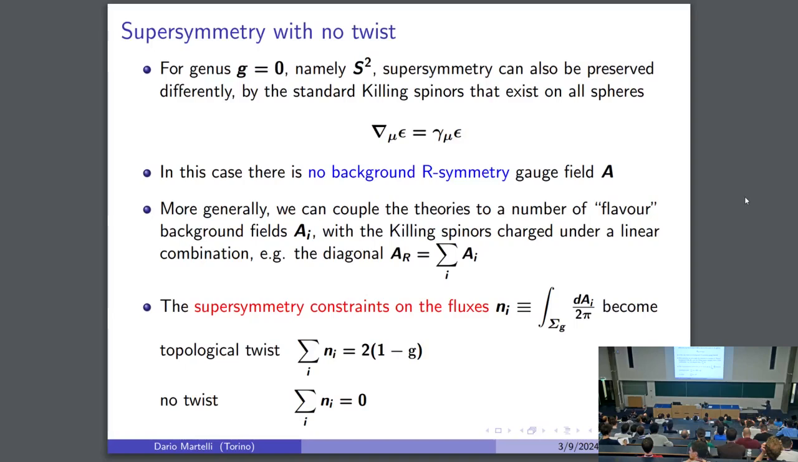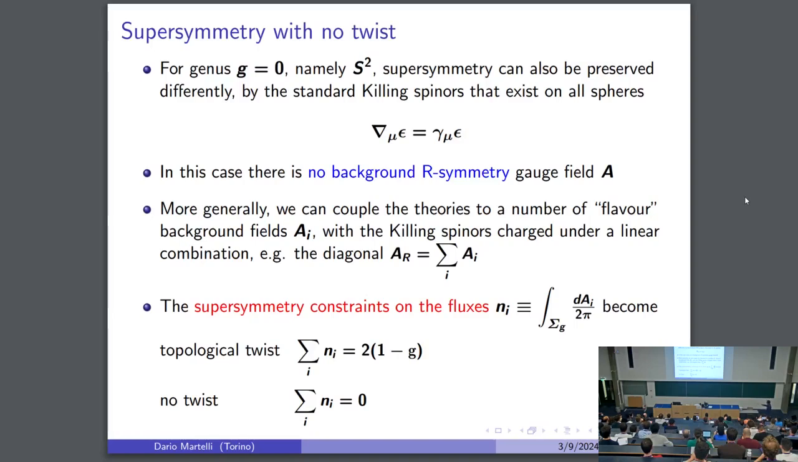A little bit more generally, one can still couple the theory to a number of different gauge fields for various U(1) symmetries in a way that the Killing spinor is uncharged under a combination, which we can take for convenience to be the diagonal one. So essentially, we take the R symmetry to be 0 if we want to preserve supersymmetry in this way.